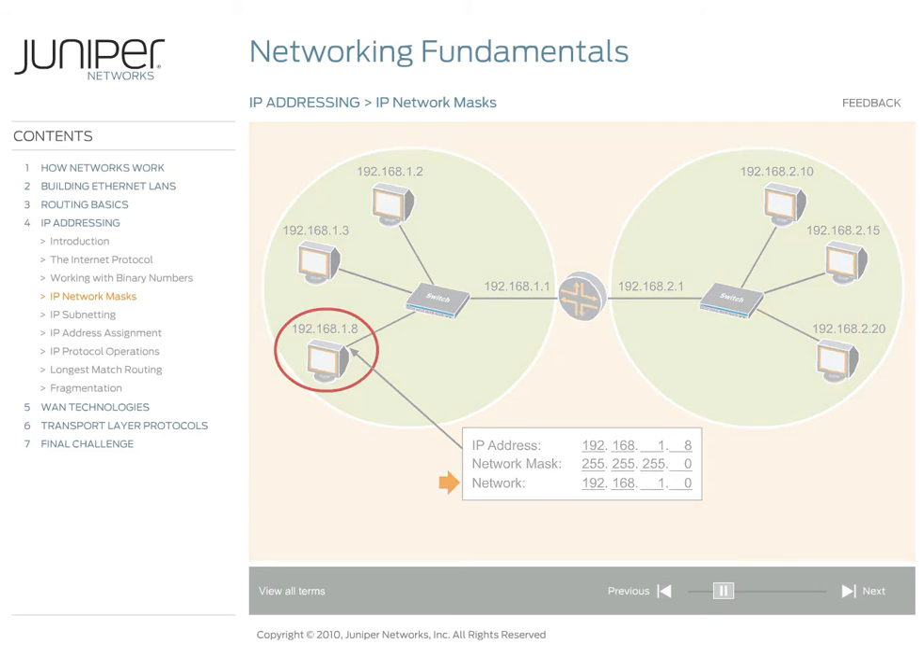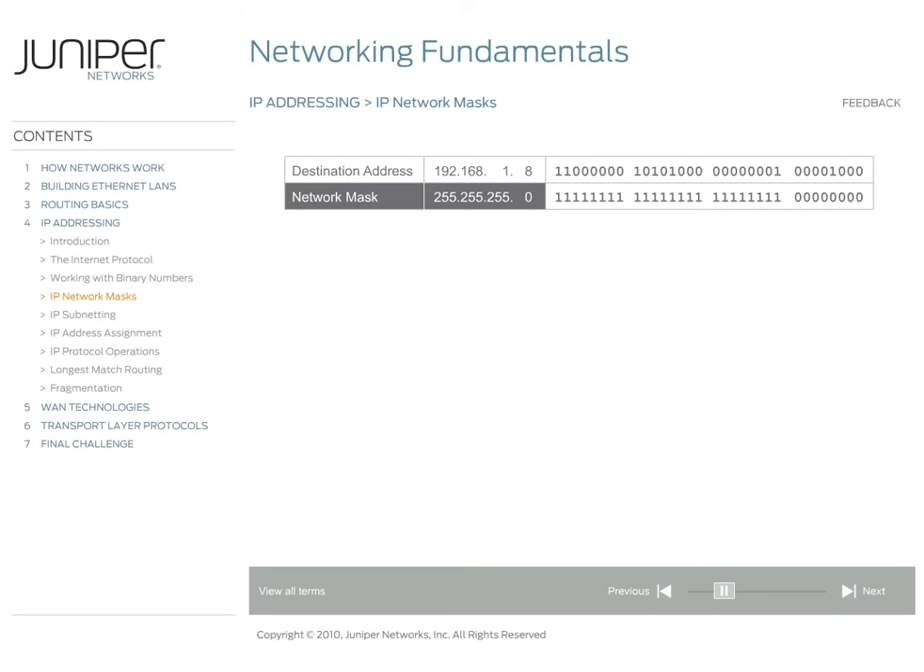Now that we know how binary numbers work, we can see how network masks work in detail. Each bit of the mask has one corresponding bit in the IP address. As we mentioned previously, the network mask has a 1 in every bit position used for the network number and a 0 in every bit used for the host number.